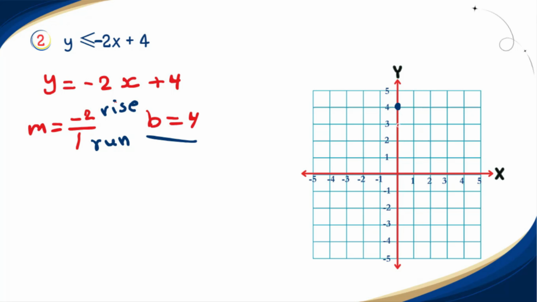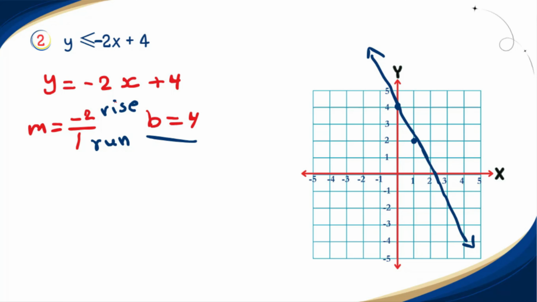1, 2. Now run is 1. It means go right 1 step. Then your answer should be here, your second point. Now you should connect these 2 points together with a line. We can do it like this.